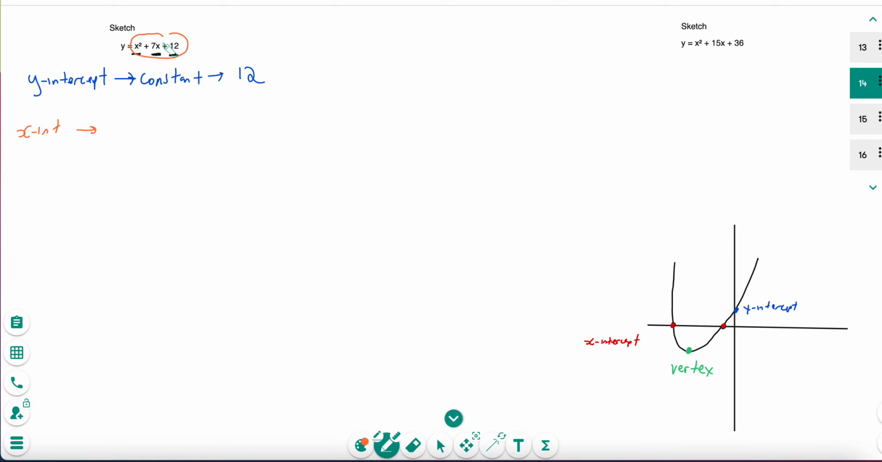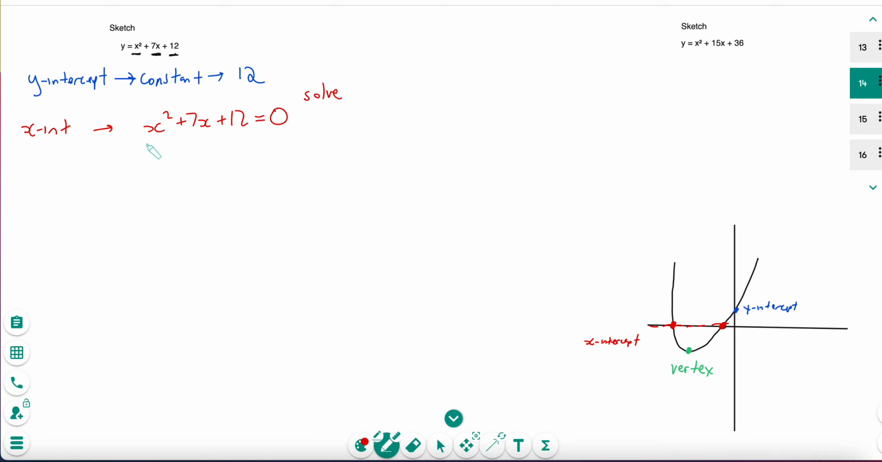To find the x-intercept, you're going to get the equation x squared plus 7x plus 12 and set it equal to 0. We set it equal to 0 because the x-intercepts are at the points where the y-coordinate is always 0. So we set it equal to 0, always, and we're going to solve this.